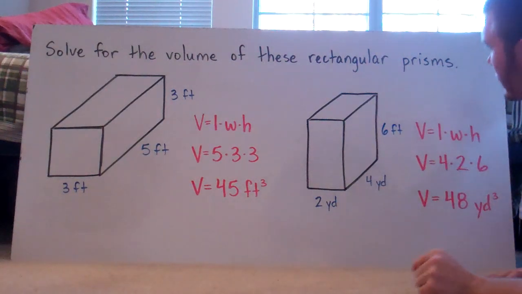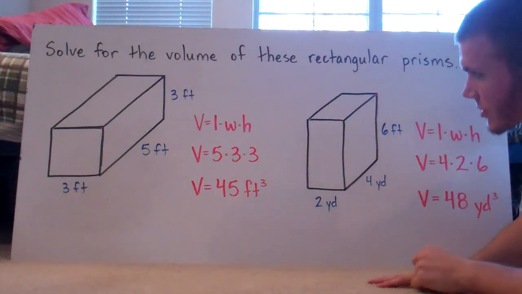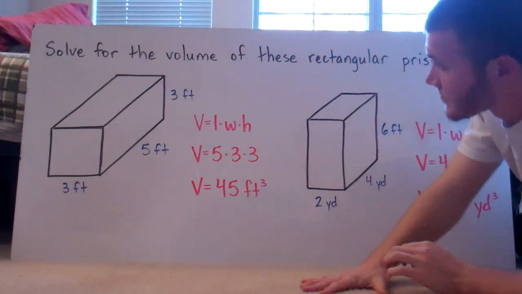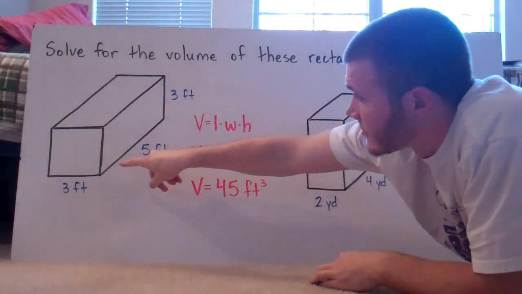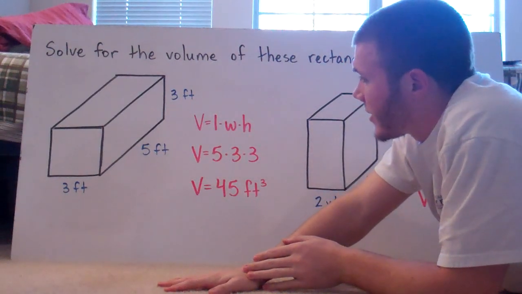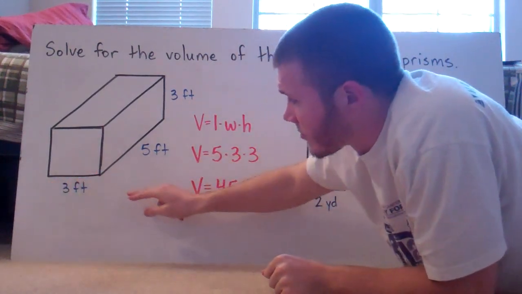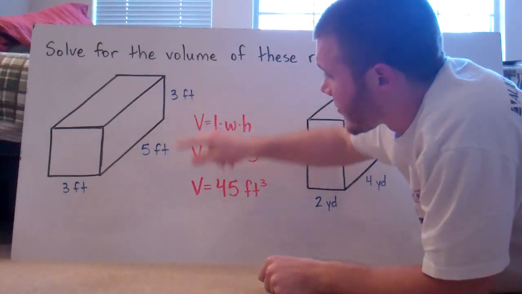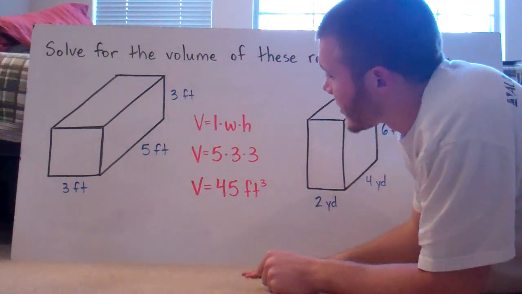Now, solve for the volume of these rectangular prisms. Well, class, I've got 3 feet, 5 feet, and 3 feet. I've got my width, 3 feet. I've got my length, 5 feet. And I've got my height, 3 feet.